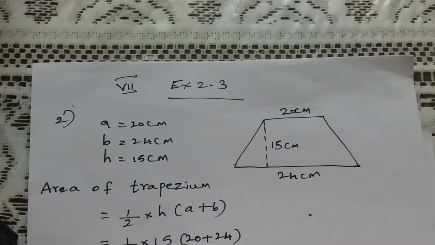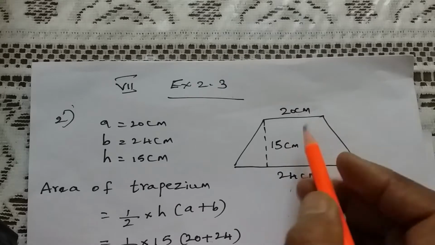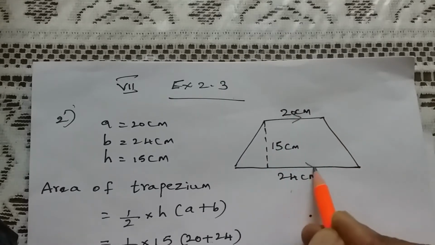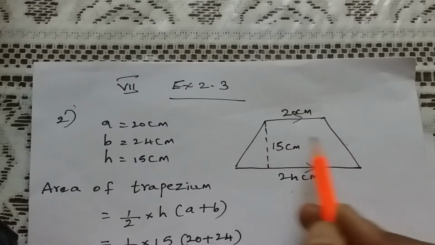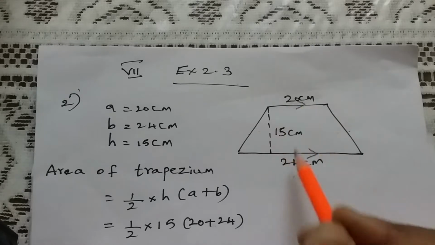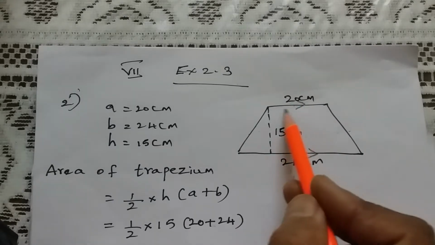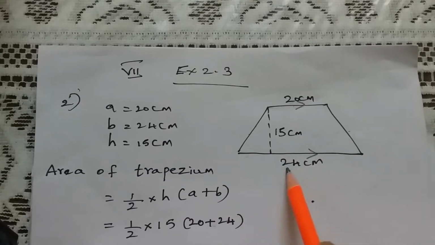Let us draw the trapezium. These are the parallel sides. Parallel lines, we know they never meet each other. These two are non-parallel sides. Now the parallel sides are 20 centimeter and 24 centimeter. You can interchange them. I have just marked the shorter line 20 centimeter and the longer line 24.